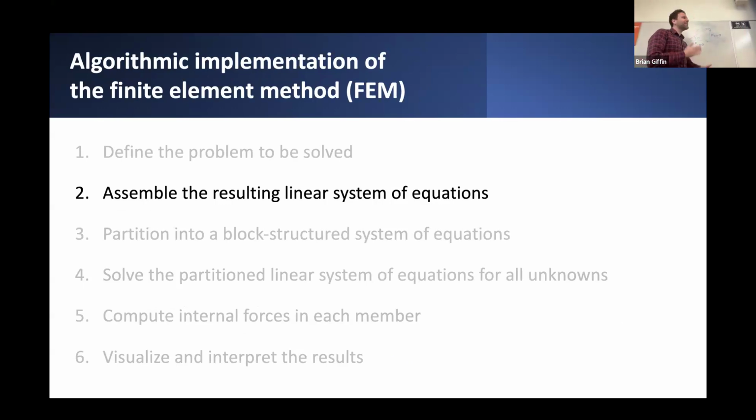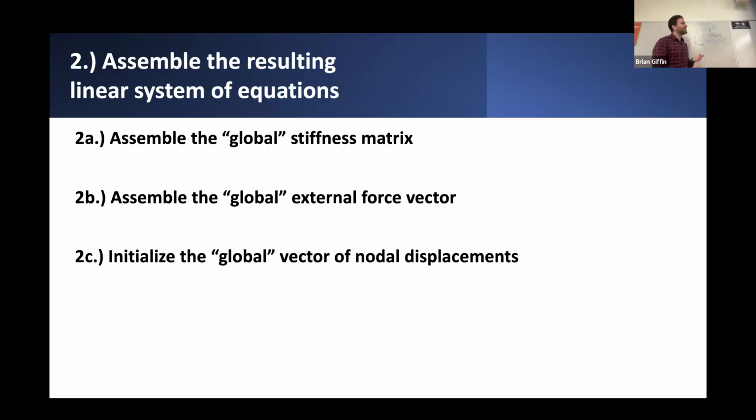All right, so now we have to go about assembling our linear system of equations, which, in parity with what we did for the one-dimensional finite element problems, involves assembling our global stiffness matrix. This is probably the harder one of these procedures. Then assembling our vector of external forces. This is probably the easier one by comparison. And then finally, setting up our initial global vector of displacement unknowns.